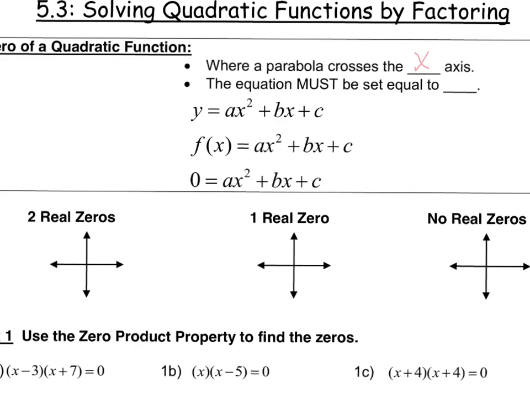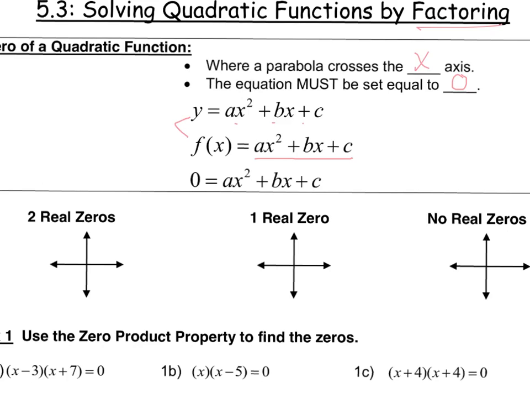In order to figure out where the zeros are by factoring, you have to make sure that your equation is set equal to 0. So you're used to seeing maybe y equals or f of x equals our standard form, ax squared plus bx plus c. So all we're going to do is make sure that everything's on the same side of the equal sign, and we'll set it equal to 0. And that's how we find the zeros.